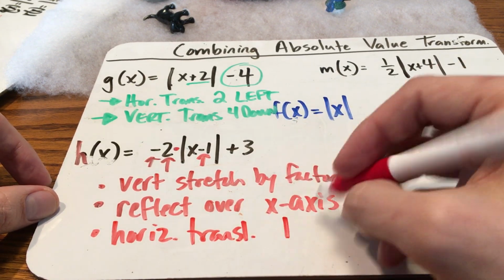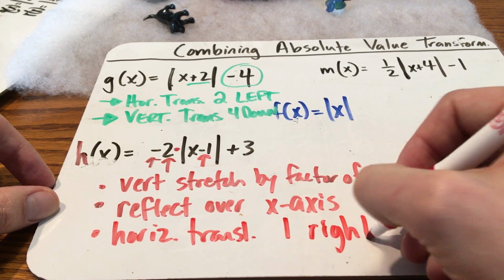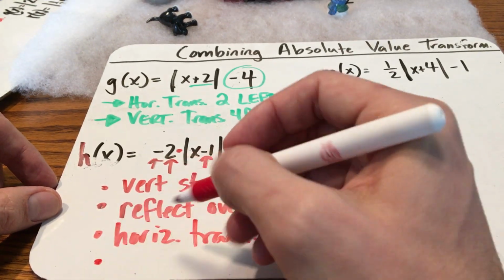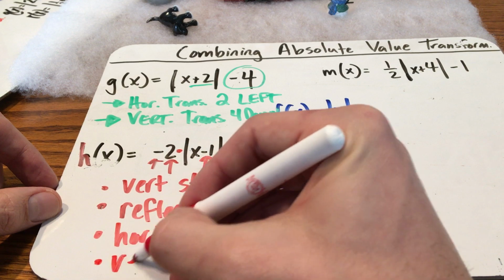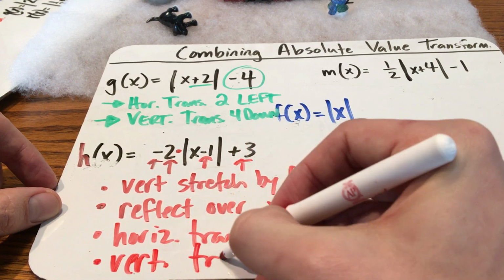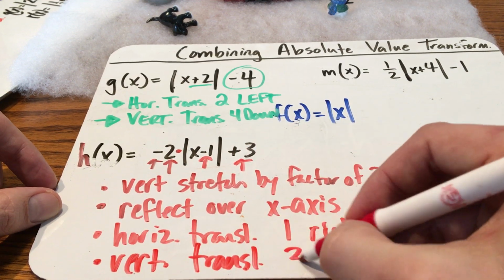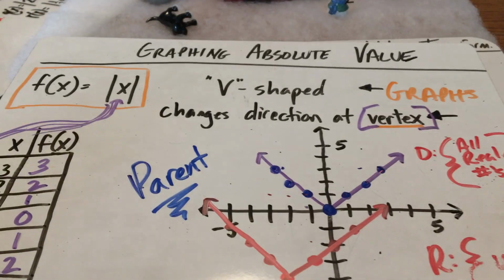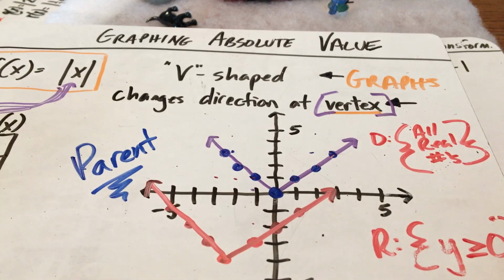1 to the right. Remember, horizontal always goes backwards. And then they have this +3 at the end, and that's going to be a vertical translation, 3 up. Holy cow. So they did 4 different things to this original graph, right? They took our original pink line, or purple line, and they did 4 things.